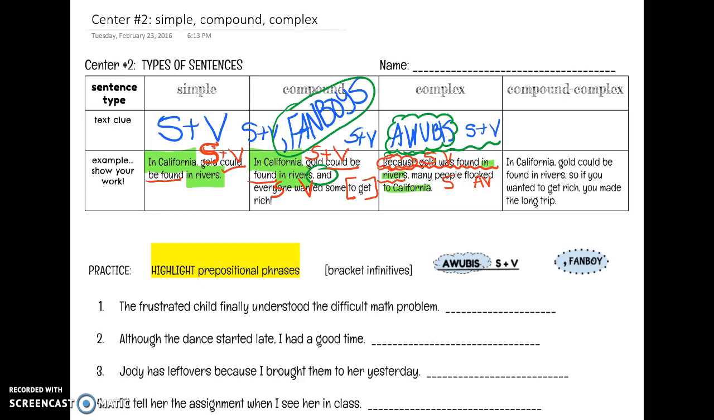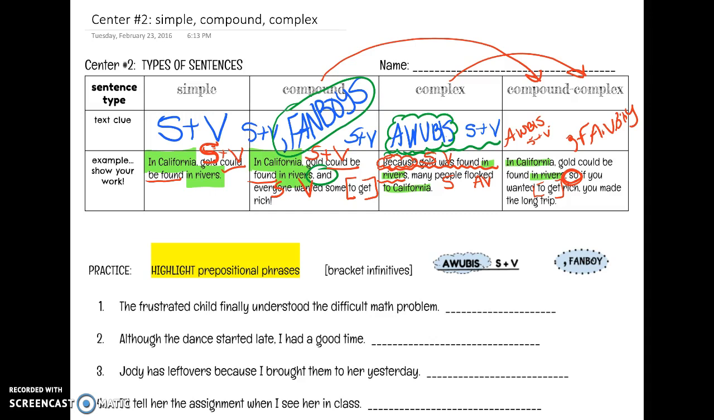Now compound and complex, you're going to take both the idea of a compound sentence and a complex sentence and put them together. So you're going to look for an AWUBIS with a subject and a verb, and you're going to look for a comma FANBOY with a subject and a verb on both sides. So in California is a prep phrase. In rivers is a prep phrase. To get is my infinitive. And I see my so, so I'm going to circle it. That tells me I could have a subject and a verb on both sides.